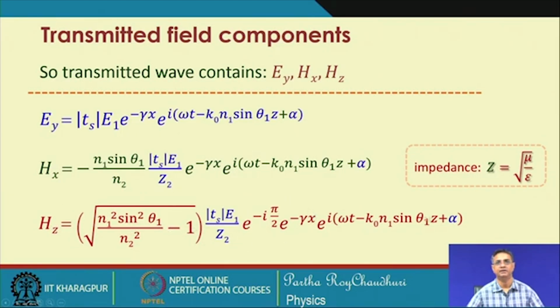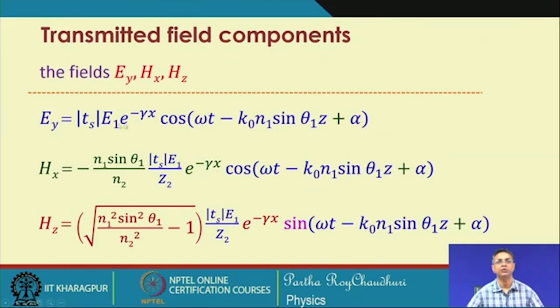So, if we take the real part, this will make this quantity sine, but these two will still stay as cosine. So, we can write Ey in this form, which will be, if I take the real part of the individual field components, cosine theta. This will also remain cosine theta, but this will become sine theta, and there will be a phase attenuating part in the transmitted wave. This is because of the electric field attenuation.